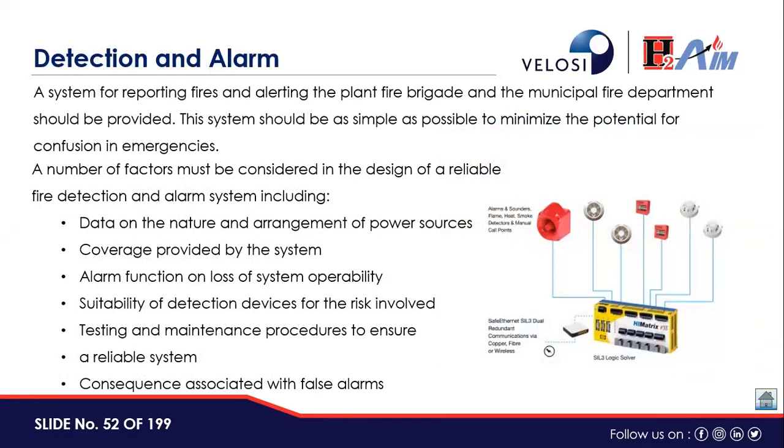Detection and alarm is a fire and gas detection system. Normally we call it fire and gas detection system, or smoke detection system, heat detection system. Nowadays in buildings there are various kinds of detectors, and in plant areas you will have gas detection like hydrocarbon gas detection, toxic gas detection, heat detection, and smoke detection.